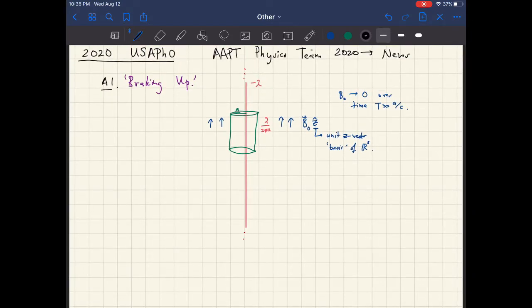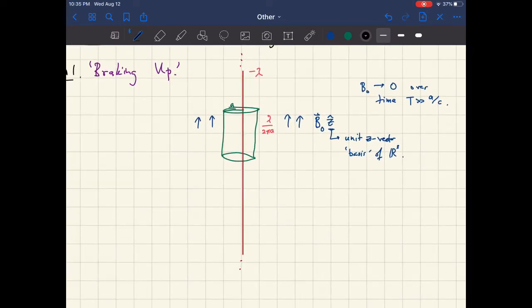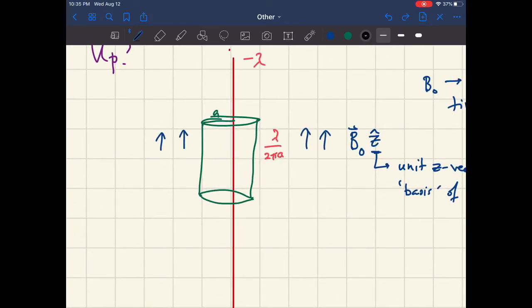An infinitely long wire with linear charge density negative lambda lies along the z-axis. So as you can see, we have an infinitely long line, and an infinitely long insulating cylindrical shell of radius a is concentric with the wire and can rotate freely about the z-axis. The shell has moment of inertia per unit length I. Okay, so there's your shell, and it has a moment of inertia I and a charge density lambda over 2 pi a, surface charge density.